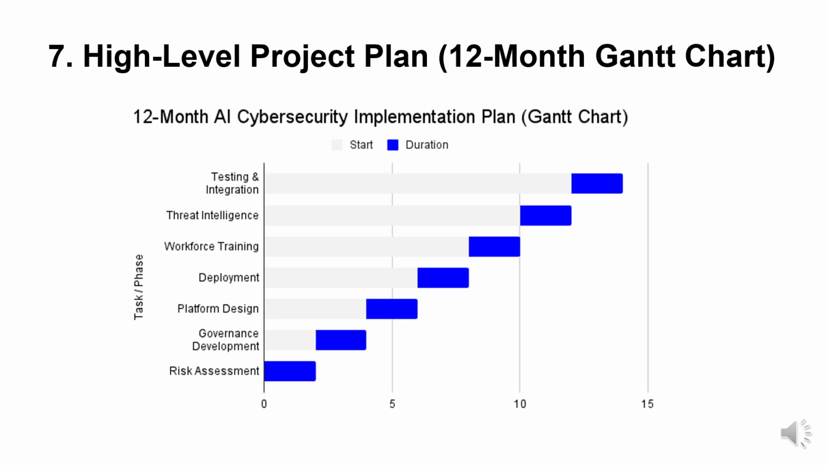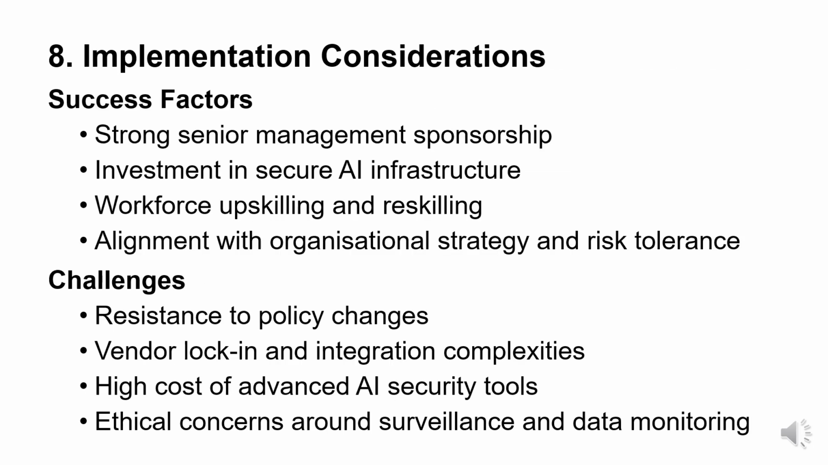The Gantt chart explains the 12-month phases, which include risk assessment, governance development, platform design, deployment, workforce training, threat intelligence, final testing and integration. The timeline ensures a structured rollout that aligns with the organization's capacity and resources.